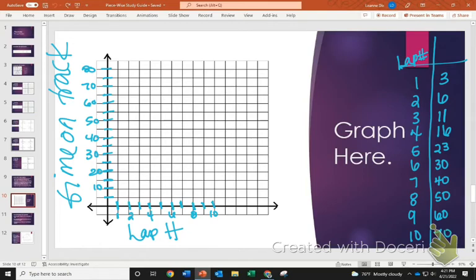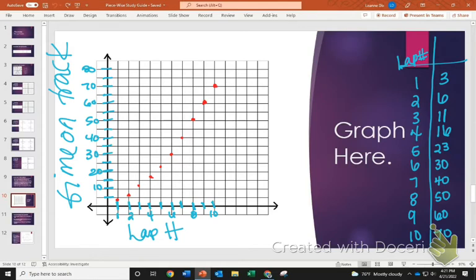So now that I have all of my X and Y values, I can go ahead and start plotting. So it should look something like this. We got 1, 3. We have 2, 6. We have 3, 11. 4, 16. 5, 23, 6, 30, 7, 40, 8, 50, 9, 60, and 10, 70.